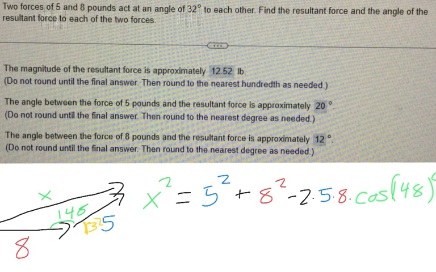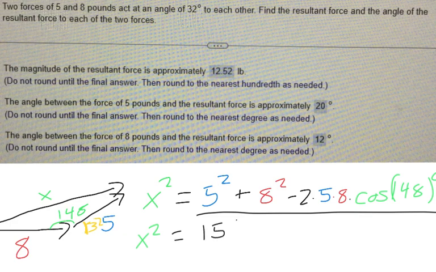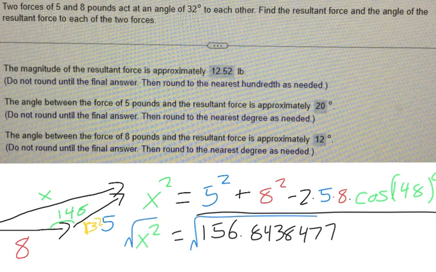So now I would plug all of this into my calculator. I just did it all at one time. And when I did, I found that x squared is equal to 156.843847, as far as my calculator would go. So now that's what x squared is. I need to solve for x, so take the square root of both sides. When I did that, I found x must be equal to 12.523, which rounds to 12.52. So that's step one. The magnitude of the resultant vector is 12.52 pounds.